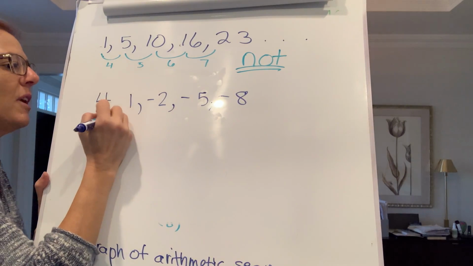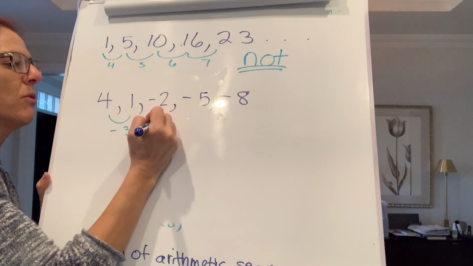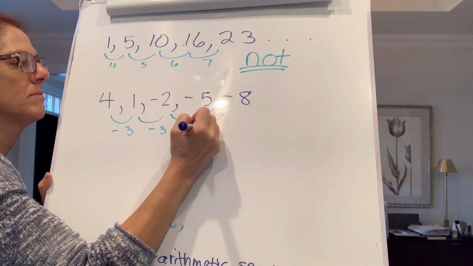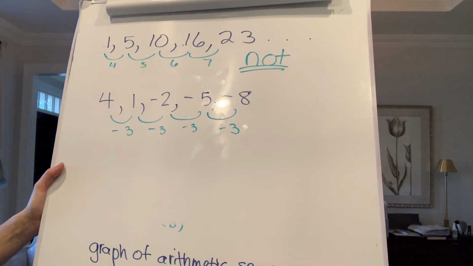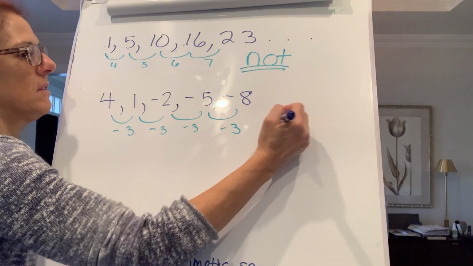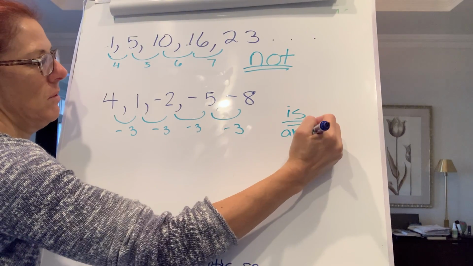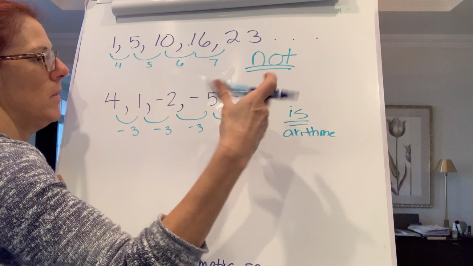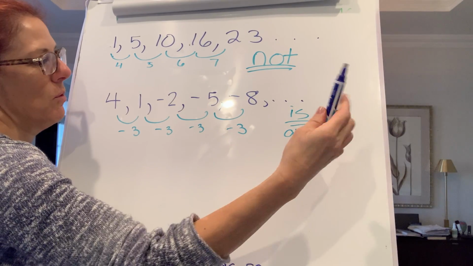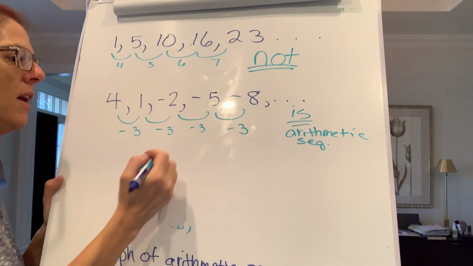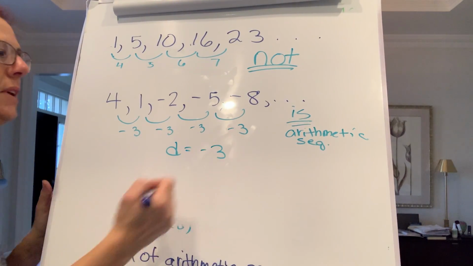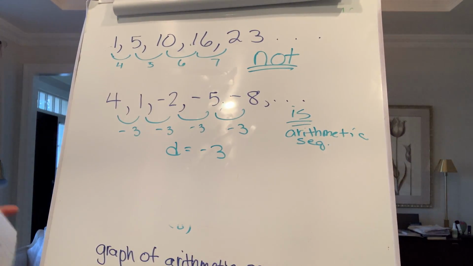Here, instead of adding, I'm subtracting 3. But you can also think of that as adding a negative 3, right? So this is an arithmetic sequence, whether it's finite or infinite. And here our d would be negative 3. Our common difference would be negative 3.